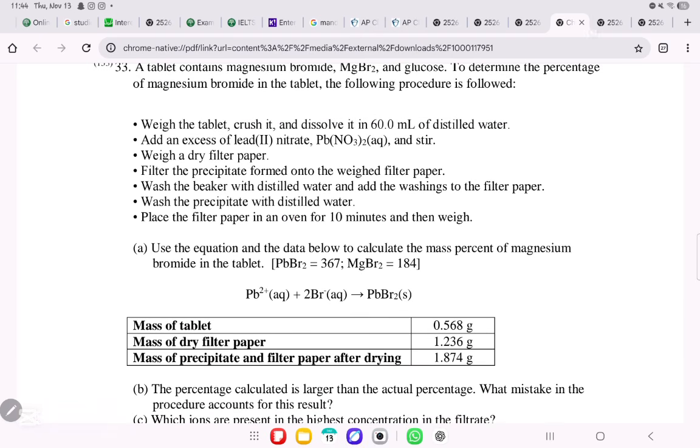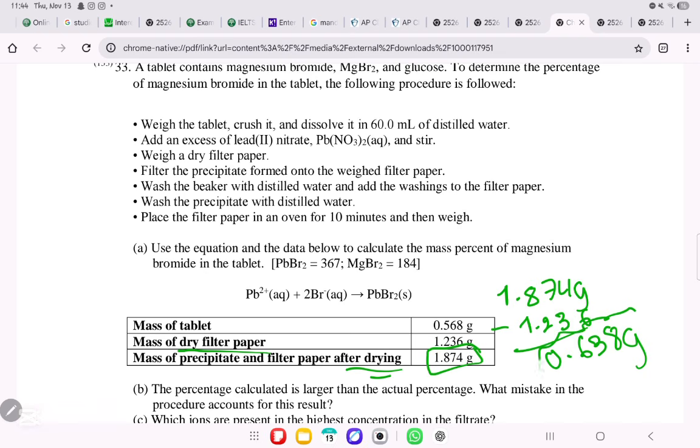They told us in the table that the mass of precipitate and filter paper after drying is 1.874 grams. We subtract it from the mass of the dry filter paper, which is 1.236, right? So after subtraction, you will get the answer to be 0.638 grams. Now this is the mass of what? This is the mass of PbBr2 solid.